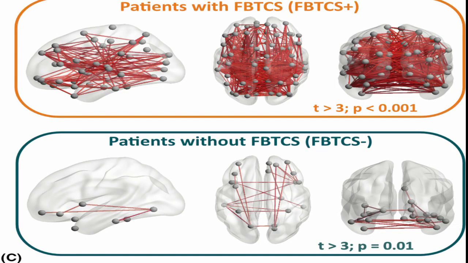Finally, we have focal to bilateral tonic-clonic seizures. These have also sometimes been referred to as focal to bilateral convulsive seizures, and are a specific type of seizure that initially begins as a focal or partial seizure and then progresses to involve both hemispheres of the brain, leading to a generalized tonic-clonic seizure.